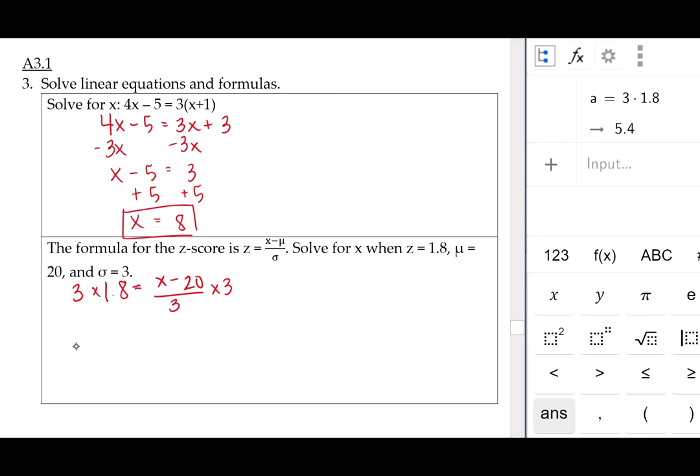Okay, so I have 5.4 on the left-hand side equals x minus 20. And now I'm just going to add 20 to both sides. And I have x equals 25.4. There's my solution.